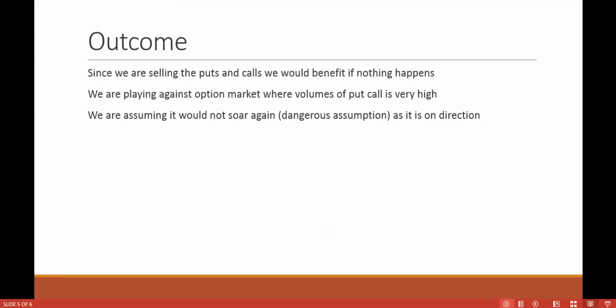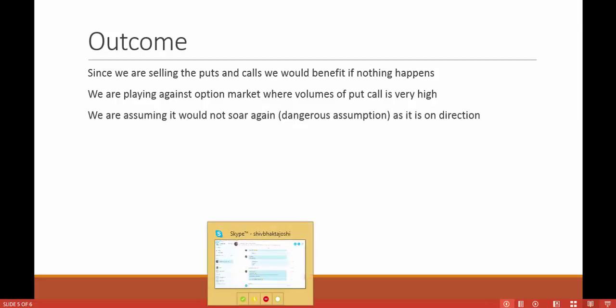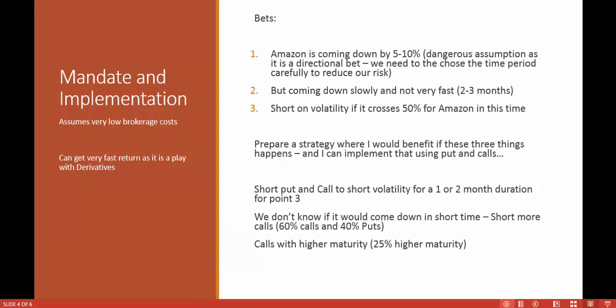So, based on a few assumptions about how the outcome would look, I'm going to devise a strategy based on puts and calls on how we'll go about this. Since we are selling puts and calls, we would benefit if nothing happens. We are playing against the idea that the volatility is exceptionally high, and we would assume that it would not soar again in the same direction.